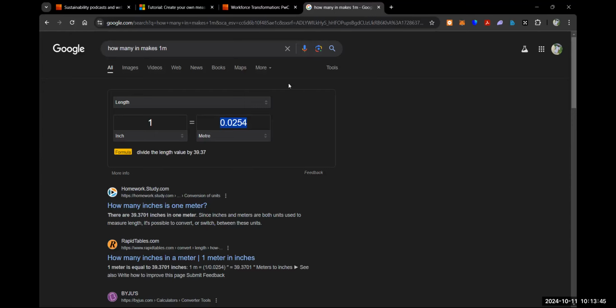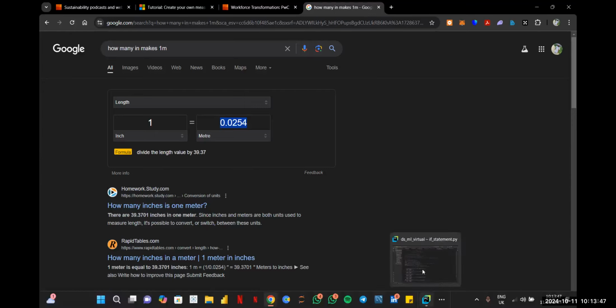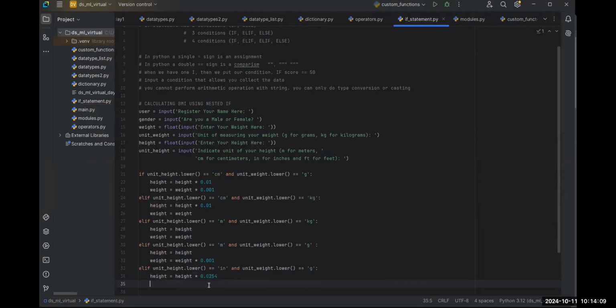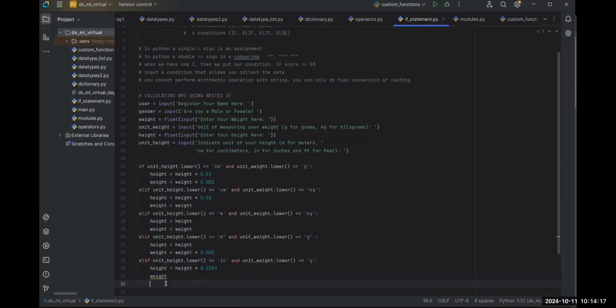So now let's go back. We are saying height now will be equal to height multiplied by 0.0254. Our weight will be equal to weight multiplied by 0.001. Okay, 0.001.